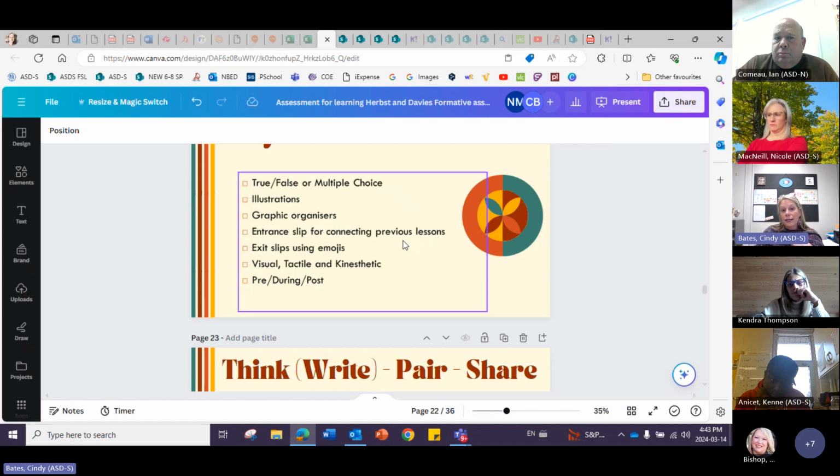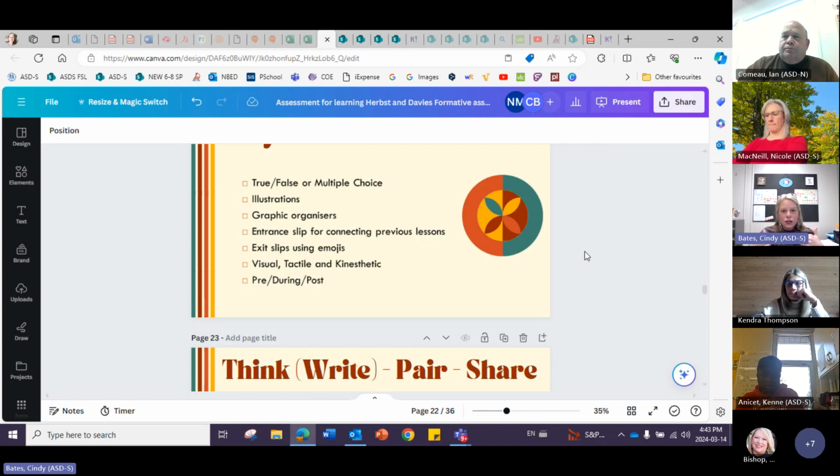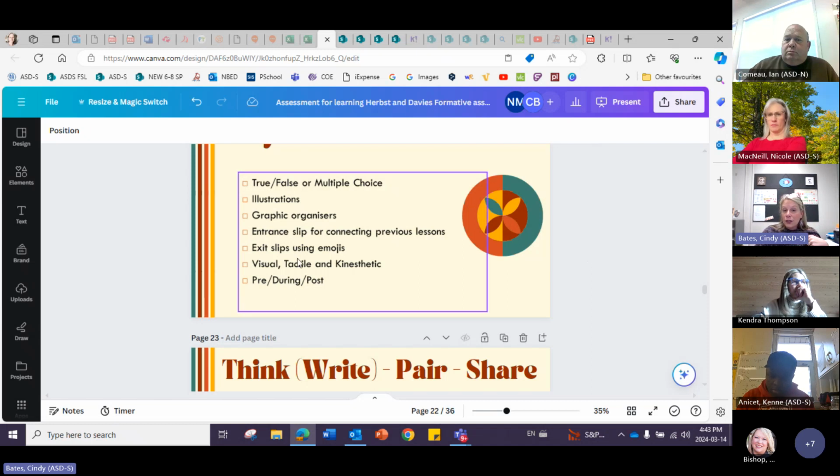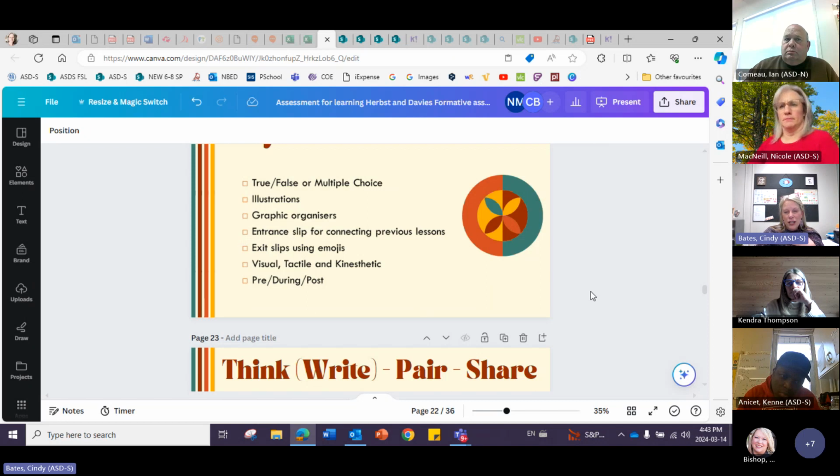Entrance slips for connecting previous lessons, super good idea. Getting students, again, having that contextualization as soon as they come into class, reminding them about what you did last time and helping them connect to that prior knowledge. On the other side, of course, exit slips. You can just use emojis, preferably happy face, straight face, sad face. You know, not so much with the poop emoji, but it's up to you.